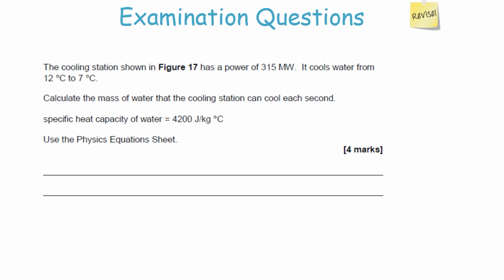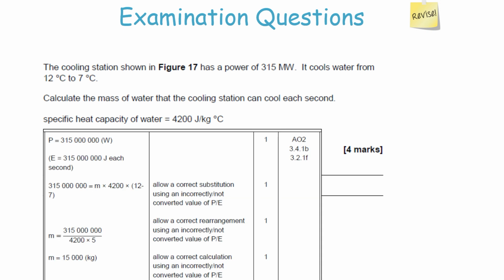Now we can say that energy is power times by time, so it's 350 million, or 350 times 10 to the 6, because mega means times 10 to the 6, times by 1, so we get 350 million joules. We can then substitute it directly into the equation. So we say 350 million is equal to mass times by 4,200 times by 5, because it's the change in temperature. So it's 12 minus 7.